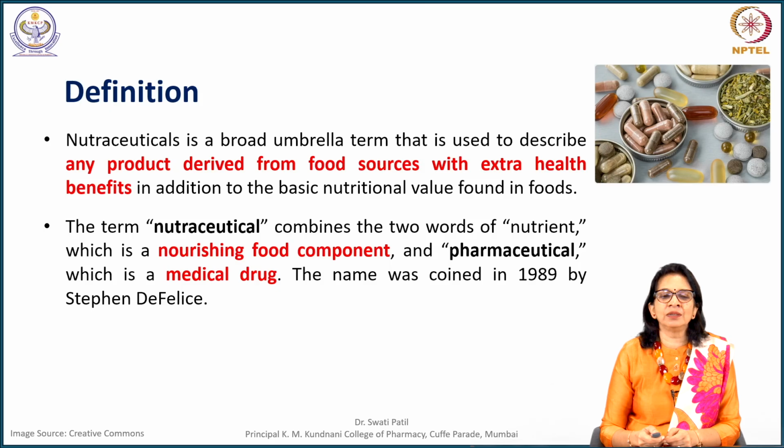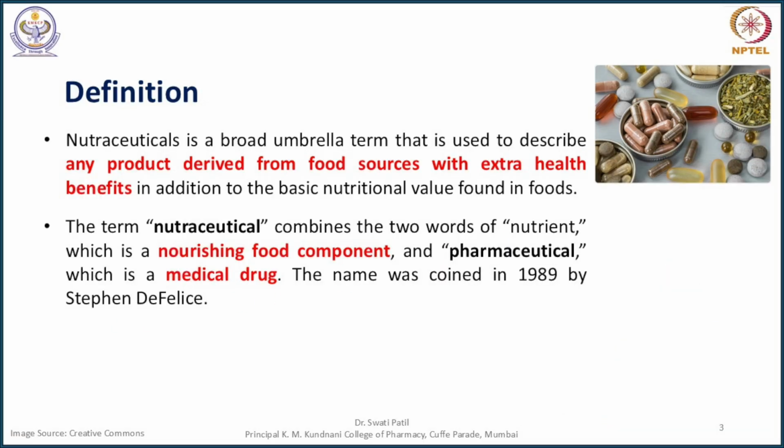Like we saw earlier, nutraceutical is a broad umbrella term used to describe any product derived from a food source, herb source or a natural source with extra health benefits in addition to the basic nutritional value found in foods. The term nutraceutical combines two words, nutrient, which is a nourishing food component, and pharmaceutical, which is the medical drug. So, it is a baby born to nutrition and pharmaceutical. When food is made into a pharmaceutical dosage form or used as such, we call it a nutraceutical, and this name was first coined by Stephen DeFelice.